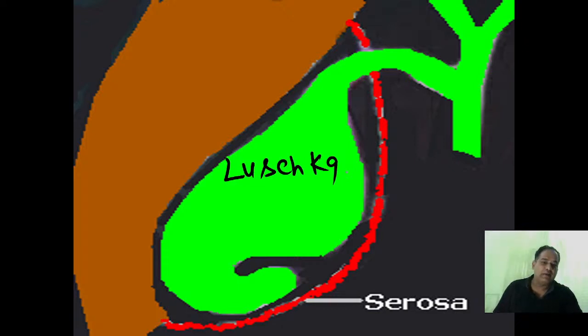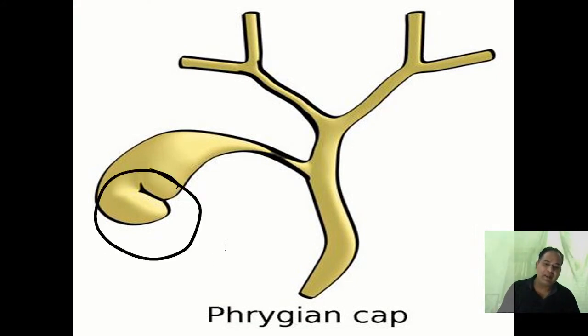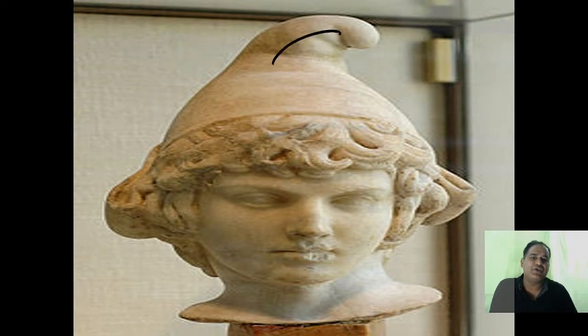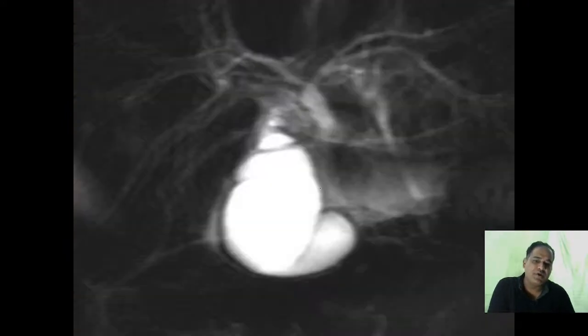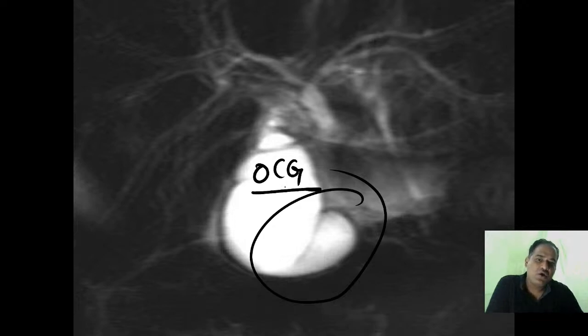Now, you see here, this is the most common congenital anomaly, the Phrygian cap. See, this is a Phrygian cap. This test is oral cholecystography, showing the Phrygian cap.